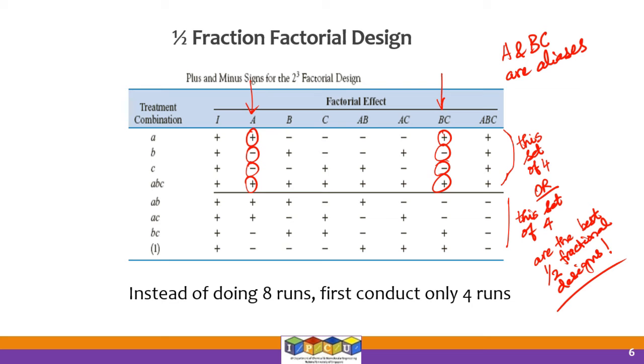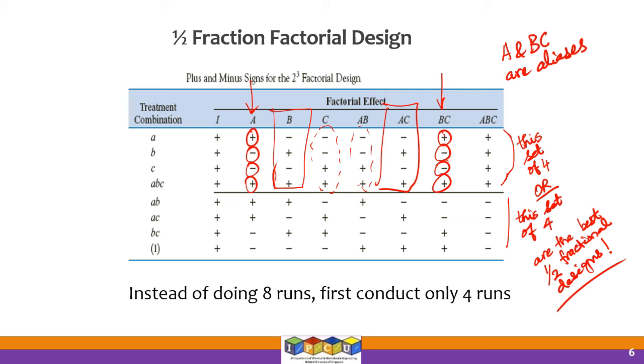Likewise, B and AC are aliases of each other. Can you see that? The column B and AC are in fact identical. They are aliases of each other, so you cannot separate out the effects. And you can see the remainder, right? C and AB are aliases.